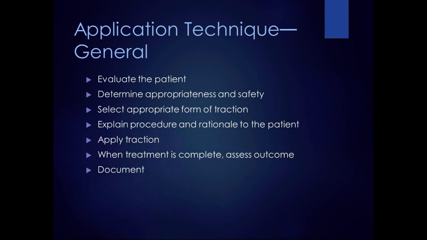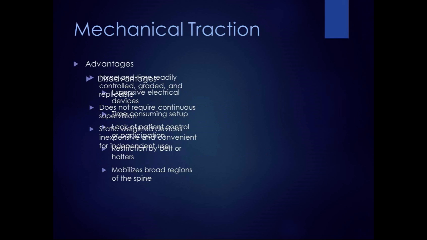So, of course, we always evaluate the patient first. Our PT does it. They determine that it's appropriate and safe. They select the appropriate form of traction. We explain the procedure and the rationale to the patient. We apply the traction. And then when the treatment is complete, you assess the outcome and you document. And you say whether it's static, intermittent, how much force, what type of apparatus you used, the length of time, any positioning notes, and you're going to document the reaction to the treatment. So, wow, this slide really got messed up.